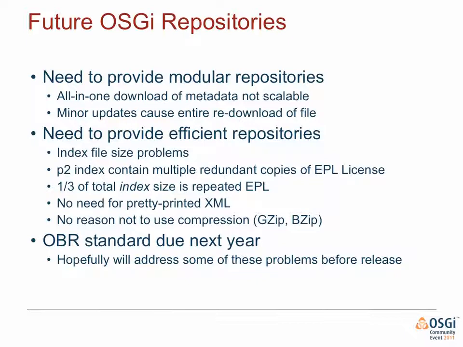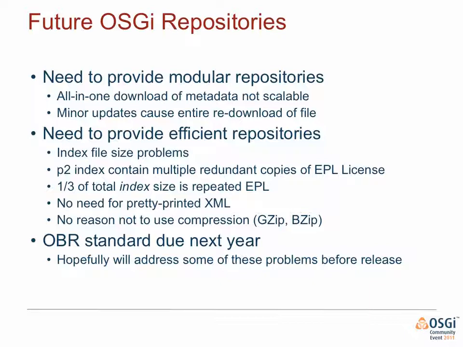If you have a minor update to one artifact in the repository, then you have to download the entire file again. We also need to provide ways of dealing with efficient repositories. For example, if you're storing the contents of all of the manifest data within each of the index entries, then it's obviously going to balloon out of size.